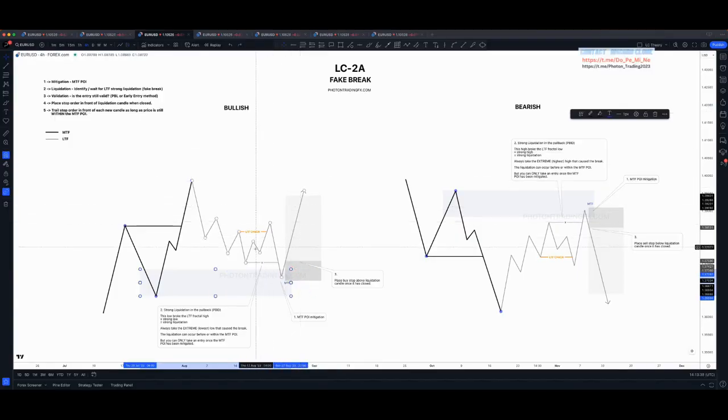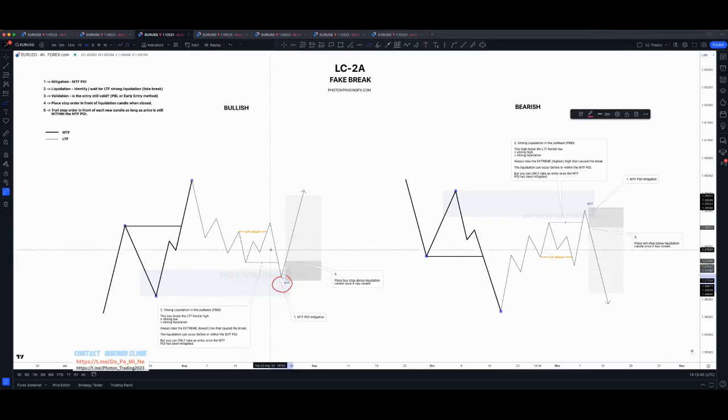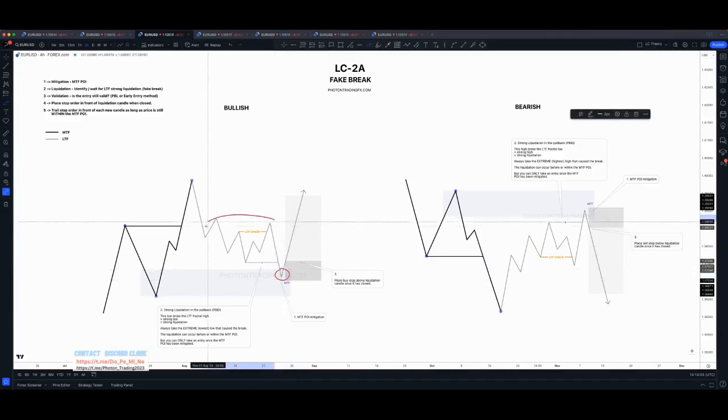So the liquidation sometimes will happen before the POI, and sometimes it will happen within the POI. It doesn't matter where it happens. What does matter is that we must have the POI mitigation at some point, okay? The reason why I put number 1, medium time frame POI mitigation, is because that is the first thing that you must wait for. So that's why we do nothing until we actually get this mitigation. Then we look for the strong liquidation.